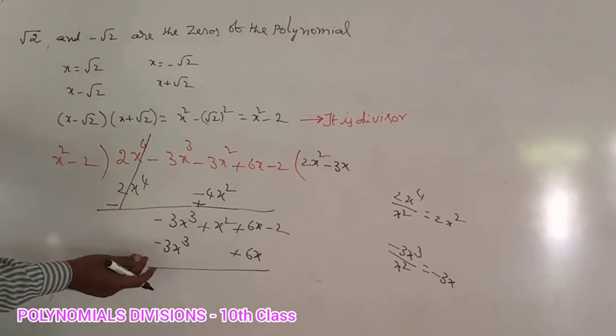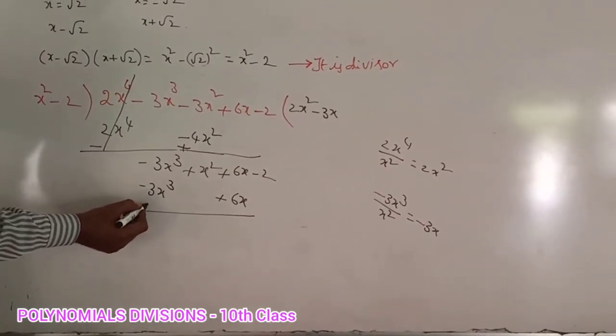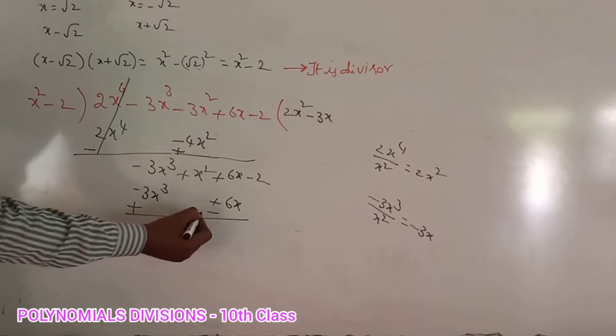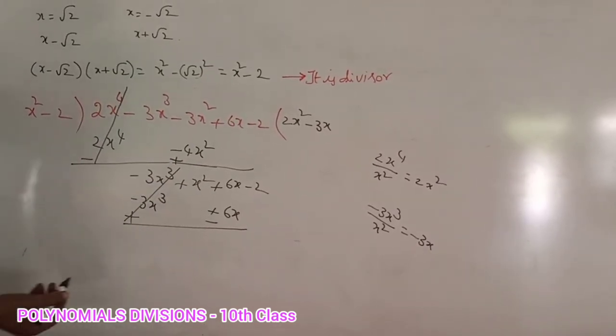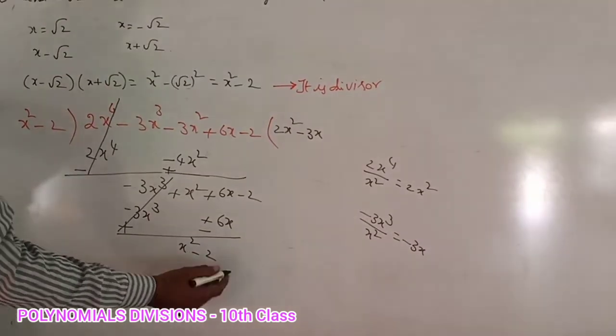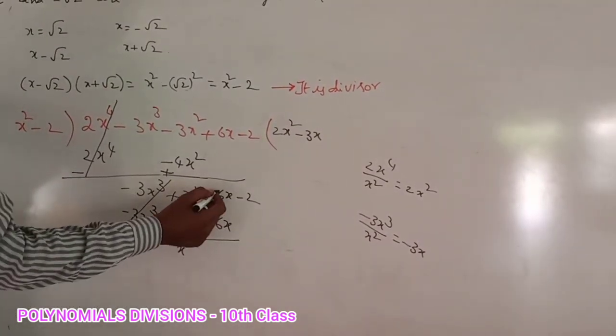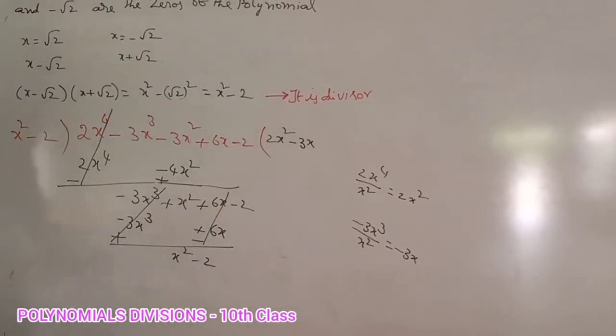Okay, here subtraction means the second polynomial's signs are changed: negative value becomes positive, positive value becomes negative. Minus 3x cube plus 3x cube cancel, so the remaining terms are x square minus 2. Here plus 6x minus 6x cancel, so that is equal to the value minus 2.